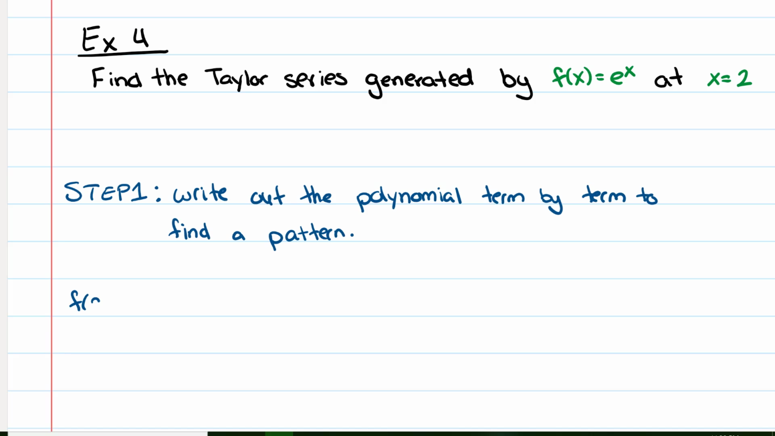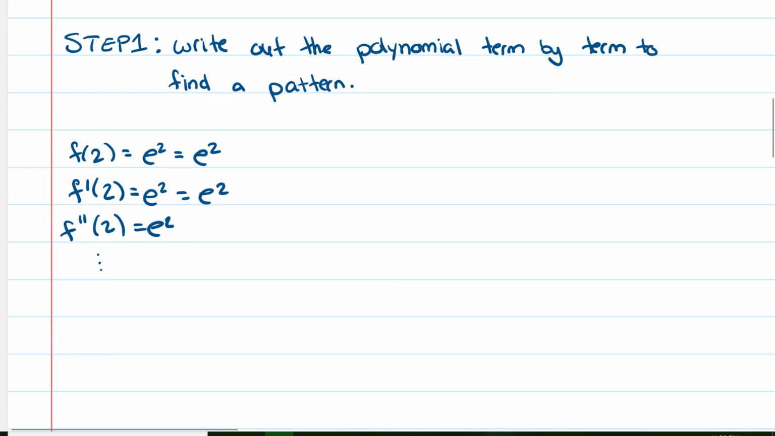So step 1, f of 2. It's going to be e squared. F prime of 2. F prime is going to be e to the x, so it's just e squared again. Cool. Second derivative, e squared. And already you can see the pattern that the nth derivative at 2 is just e squared, because e to the x is its own derivative.